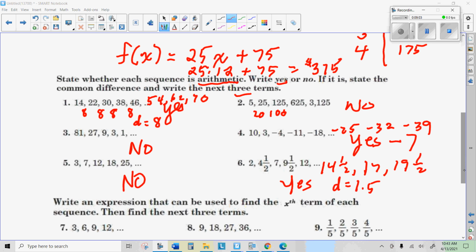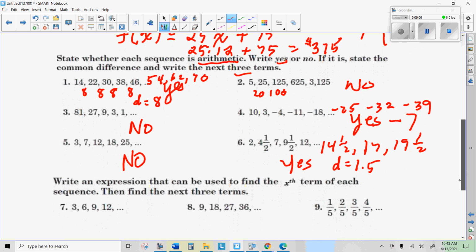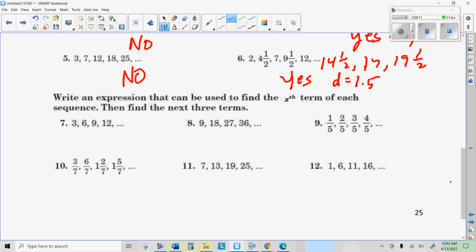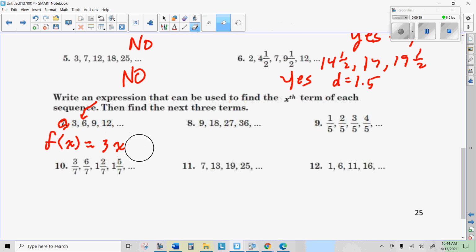All right, here's your answers. How'd you do? On these, you are going to write the expression, so the function rule. The way you're going to do that is find the common difference. I see that we're adding 3 every time here, right? So I'm going to do 3 times x, and then I'm going to go back to the 0th term by subtracting 3, which will bring me back to 0, and that's what I will add on. Adding 0 is not going to change it, so I don't really need to do that.